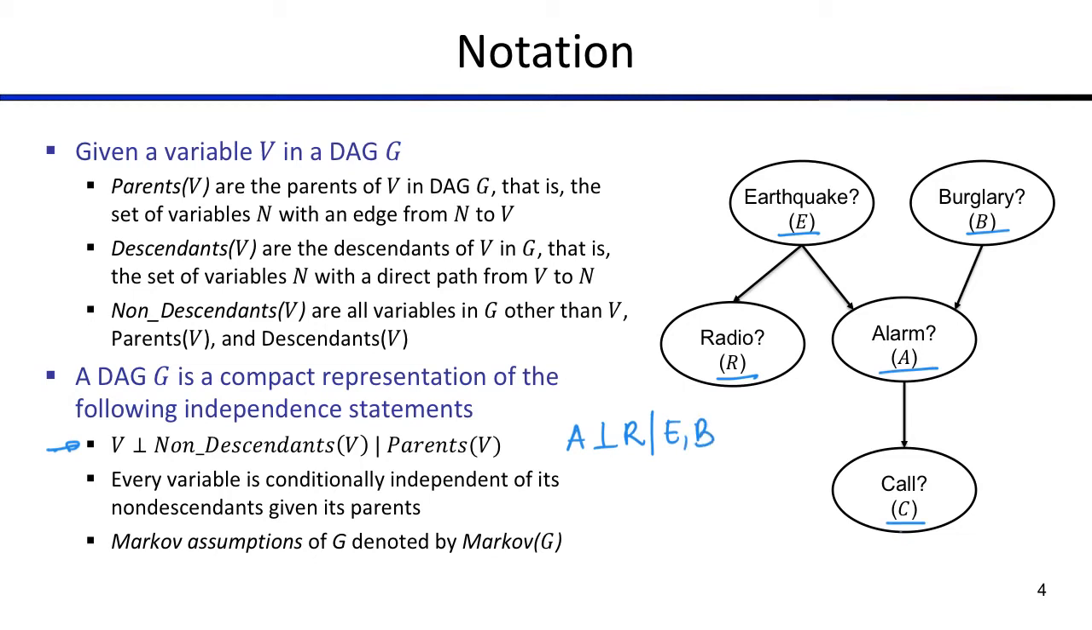And we know that is not the only independence statement that we have. We can do other statements similar to this one for the other variables. And we call this set of independence statements the Markovian assumptions of the graph G, and we denote that by Markov(G). (There is a typo here.) So basically what we are saying is that every variable is conditionally independent of its non-descendants given its parents.